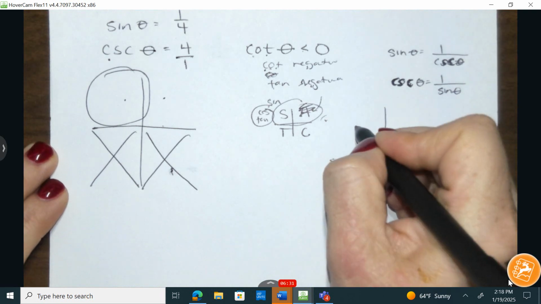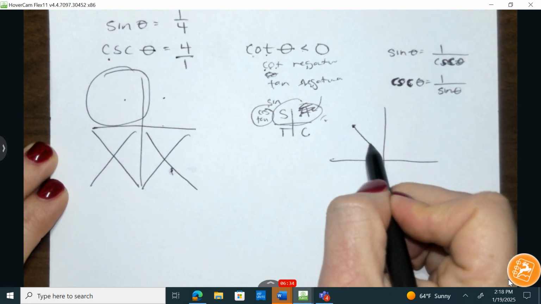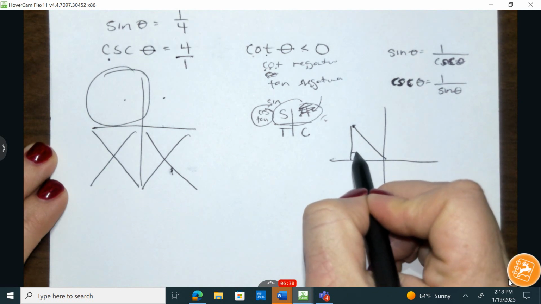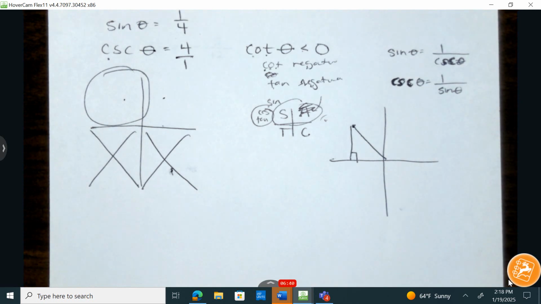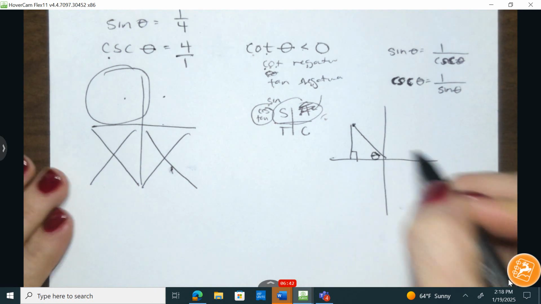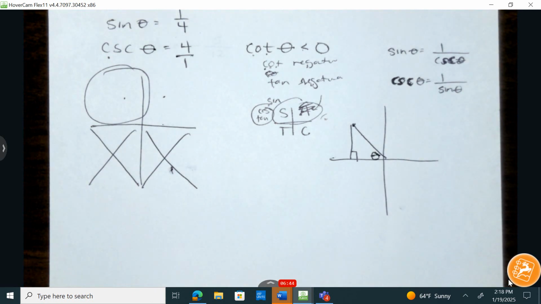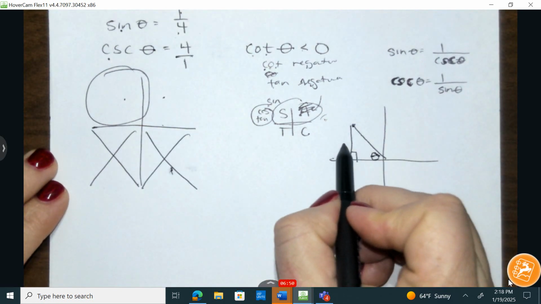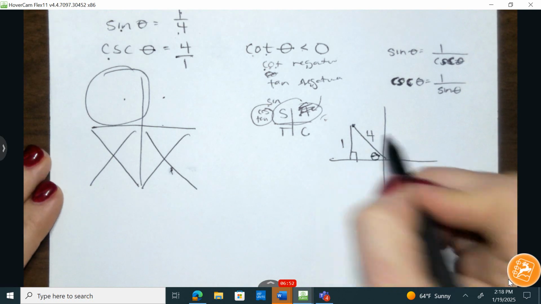So place a dot somewhere in quadrant 2. Always go back to the origin and straight down or above until you hit the x-axis, creating that right angle with the x-axis. That interior angle closest to the origin will be what I'm going to evaluate. The sine is 1 over 4. Sine is a ratio of opposite over the hypotenuse.